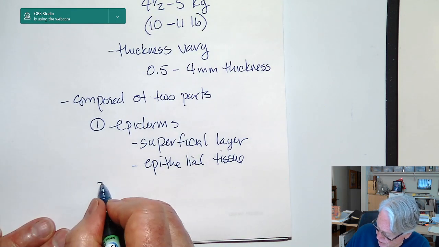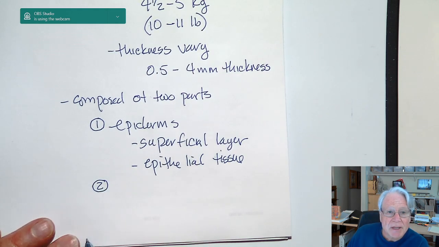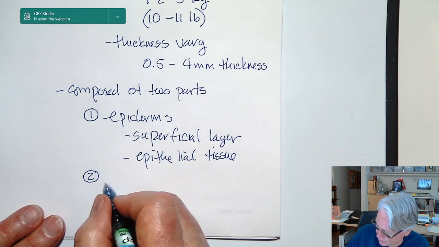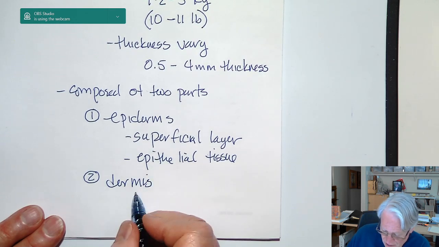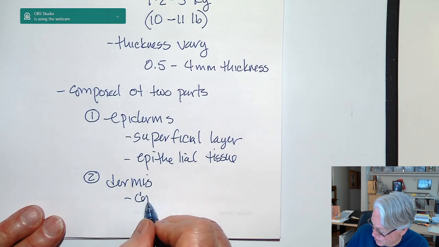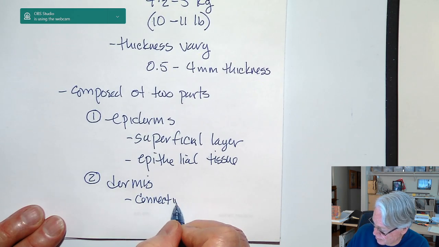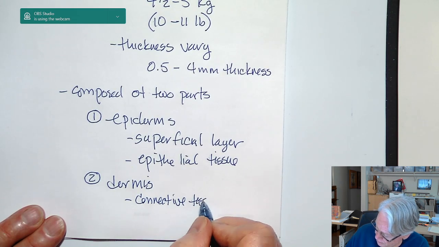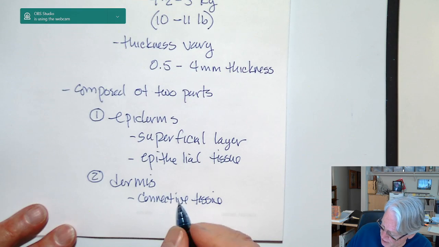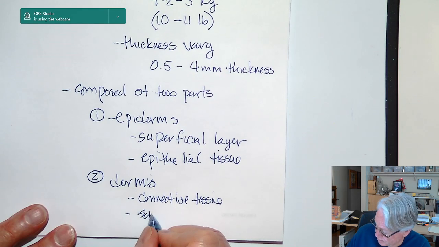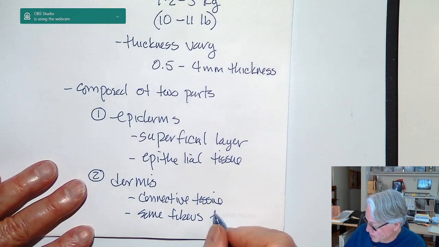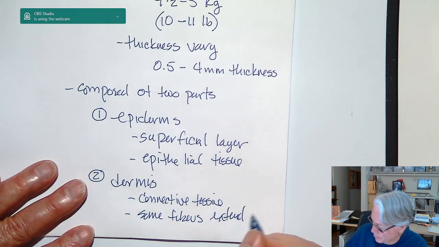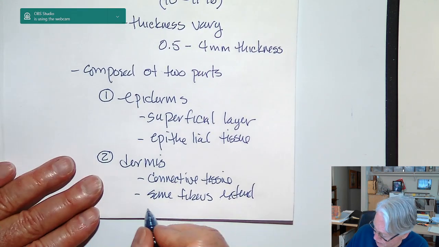The second part is the dermis. And the dermis is connective tissue. And some of its fibers are going to extend down into the subcutaneous layer.